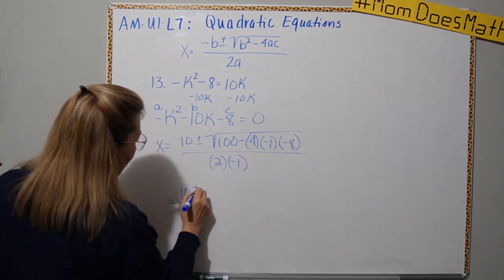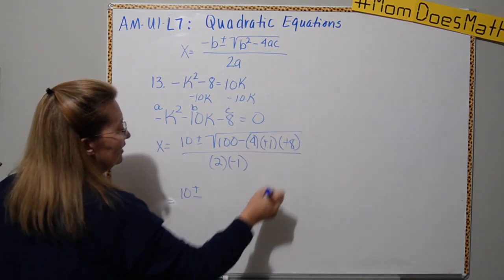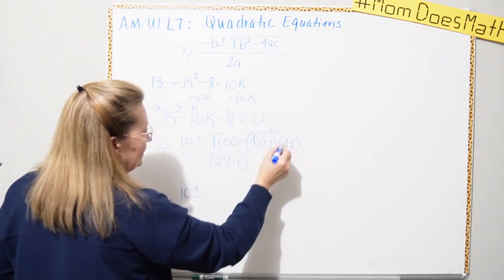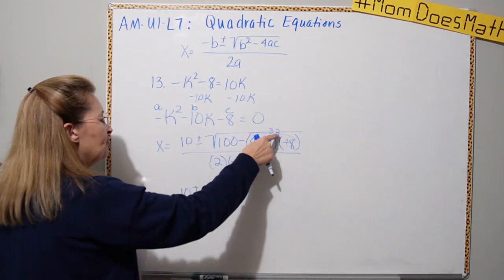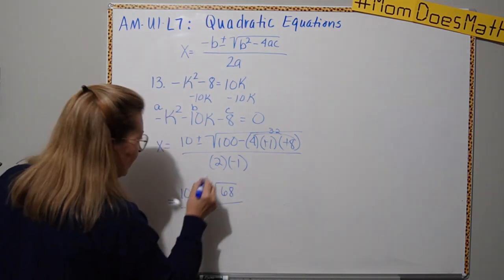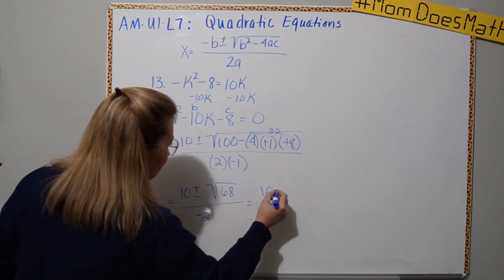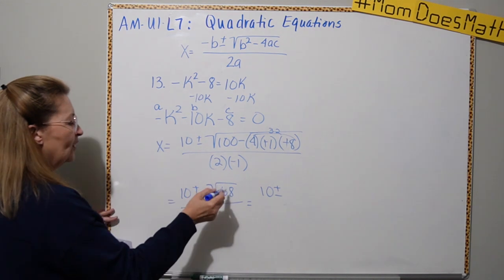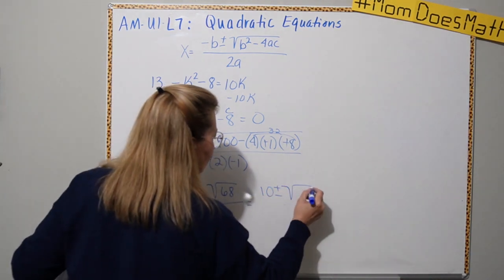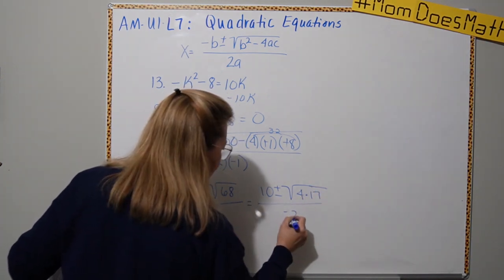So let's see what all we can simplify here. All right, looking at this, negative 1 times negative 8 is going to be positive, and 4 times 8 is 32, and 100 minus 32 is going to be the square root of 68. And then 2 times negative 1 is negative 2. All right, let's simplify this just a little bit more before we split it. What's a perfect square that will go into 68? Well, 4 will. So I could rewrite this as the square root of 4 times 17 over negative 2.